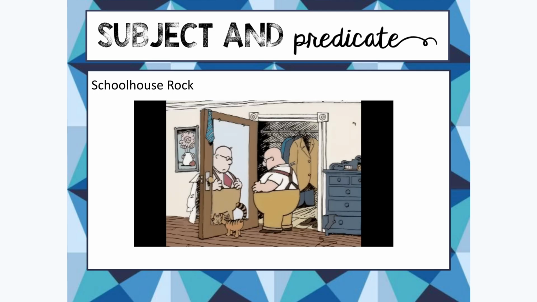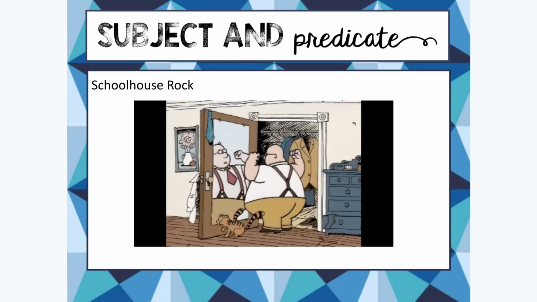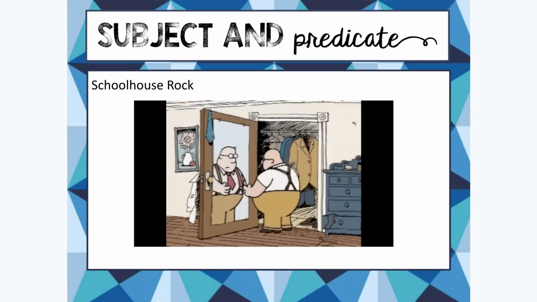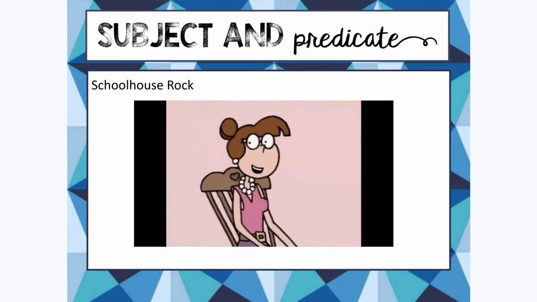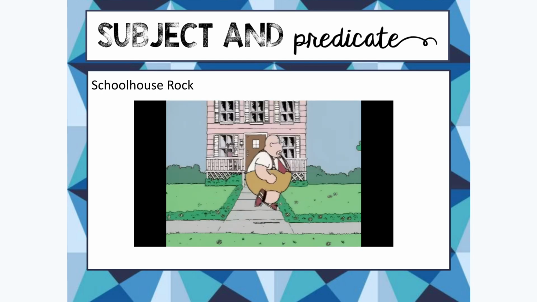The subject is a noun. That's a person, place, or thing. It's who or what the sentence is about. And the predicate is the verb. That's the action word that gets this subject up and out.